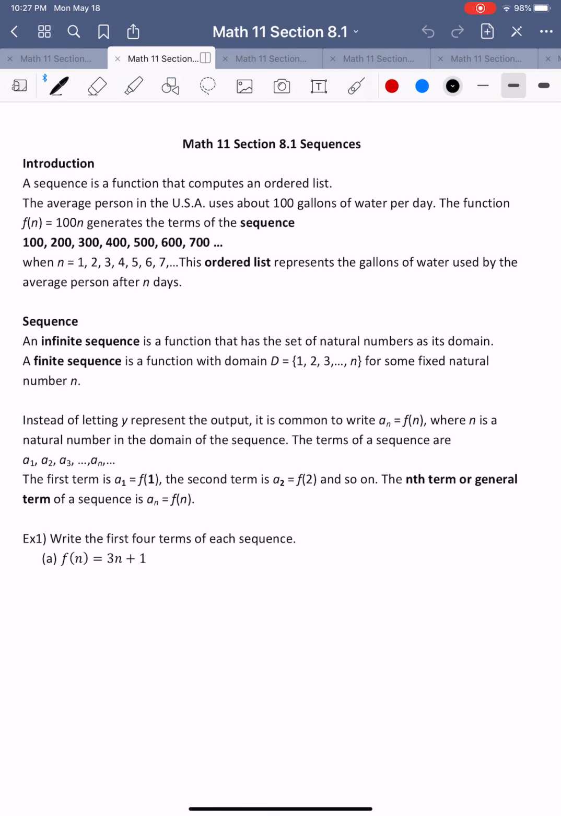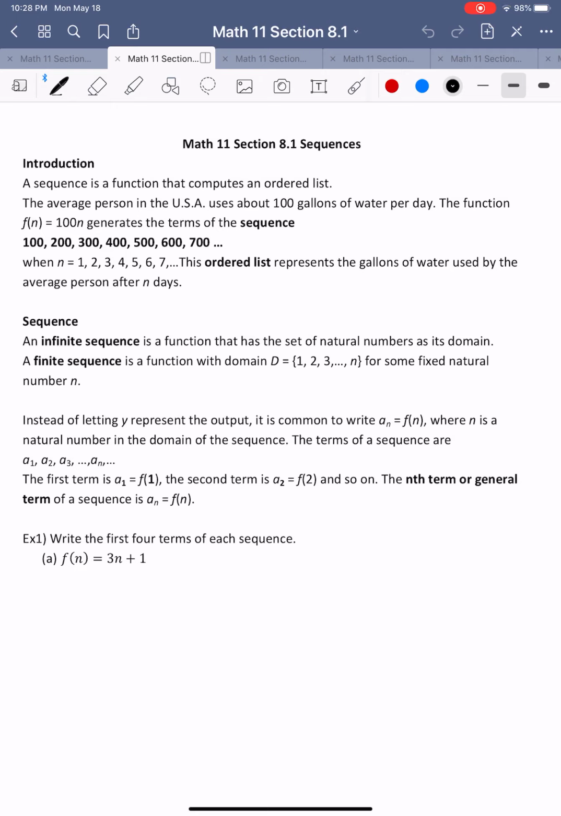Hello, this is section 8.1, sequences. Introduction. A sequence is a function that computes an ordered list. Every person in the United States uses about 100 gallons of water per day, and the function f(n) = 100n generates the terms of the sequence 100, 200, 300, 400, 500, 600, 700 when n equals 1, 2, 3, 4, 5, 6, 7, and so on. This ordered list represents the gallons of water used by the average person after n days.